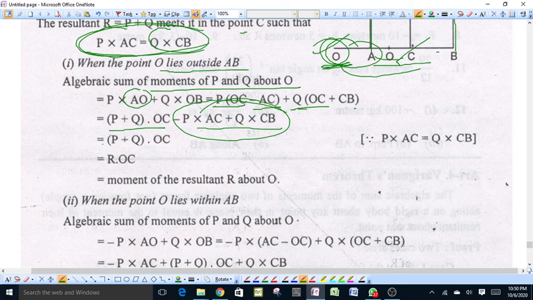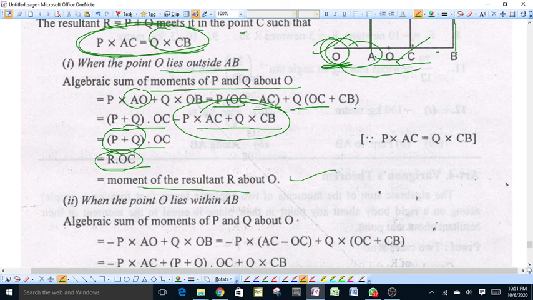This means the algebraic sum of moments of P and Q about O will be equal to P plus Q into OC, but P plus Q is equal to R. Therefore the algebraic sum of moments of P and Q about O is equal to R into OC, that is, the moment of resultant R about O.